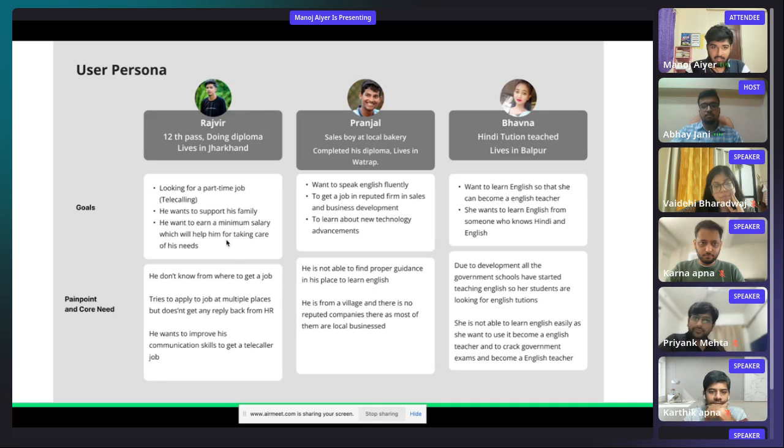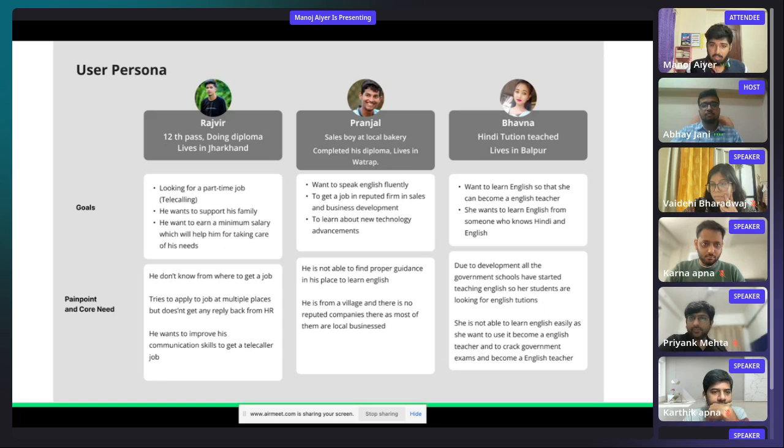This person, Rajveer, is looking for a part-time job in telecalling, but he also wants to support his family. His pain points are that he doesn't know how to get that job. He tries to apply at multiple sources, but doesn't know whether it's a trusted source or not. He also wants to improve his communication skills, but is not able to find a good trusted source in his surroundings.